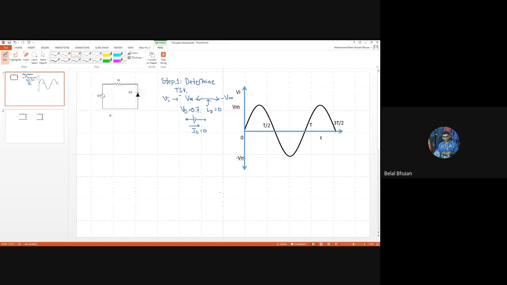So in order to determine the transition state voltage, what we are going to do is replace the diode with a DC voltage source of 0.7. So we redraw the circuit.